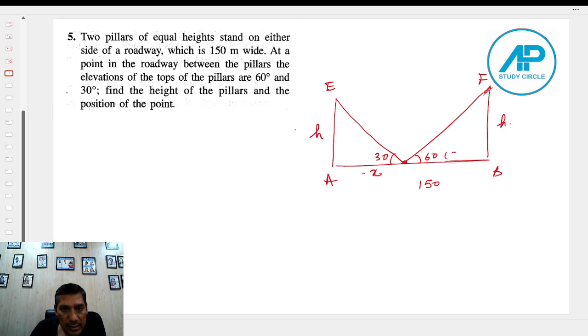This point is x, this point is 150 minus x. This angle is 60°. Now I need to find the value of x and the value of h. Now see this triangle, they all have the same basic concept in this chapter. That is the good thing about this chapter. I can take it as P, say triangle AEP. So that gives you tan 30 equals h by x.